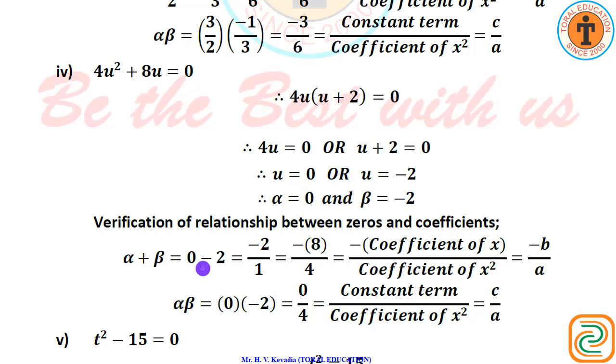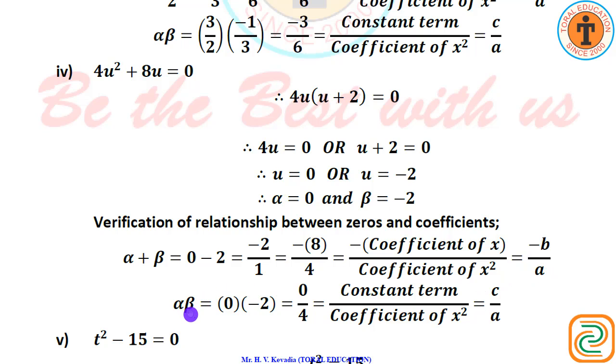Alpha plus beta, that is verification, 0 minus 2, that is minus 2 upon 1, because 1 is there in the denominator of every number. I have said earlier, this is minus 2 upon 1. We can take minus 8 upon 4 also, because minus 8 upon 4 is minus 2 upon 1. 4 2s are 8, right? I have taken this to create this 8, that is coefficient of u upon coefficient of u square, minus b upon a.